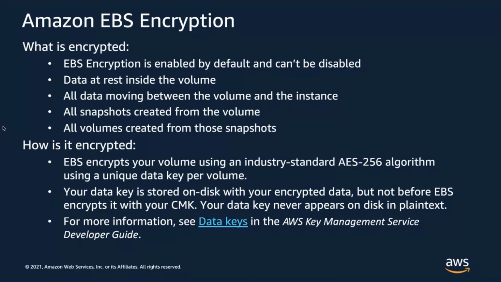We use the industry standard AES 256 algorithm using a unique key per volume. Your data key is stored on the disk with your encrypted data, but not before EBS encrypts that data key with the CMK. Your data will never appear on disk in plain text. If you'd like to know more about data keys, I strongly recommend the AWS KMS Developer's Guide, which goes into great detail there.